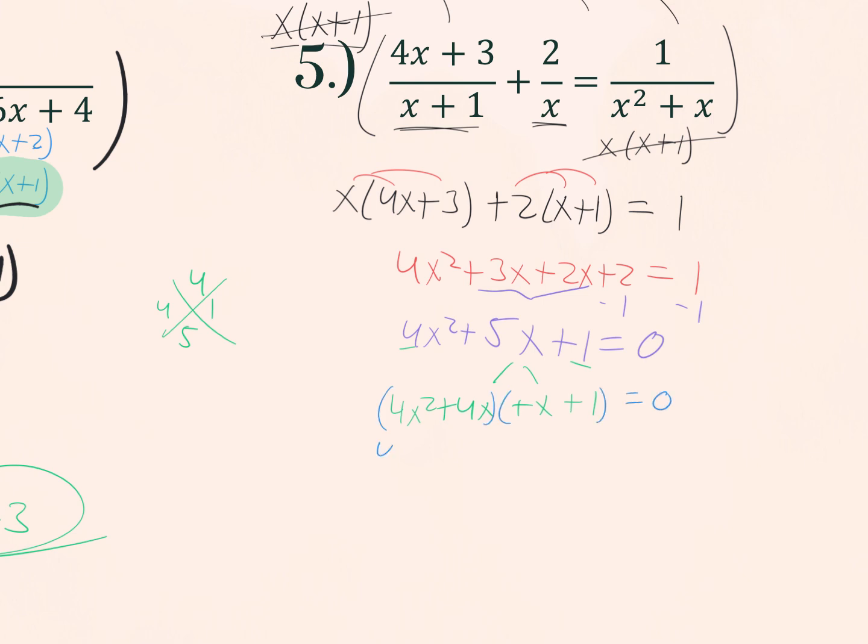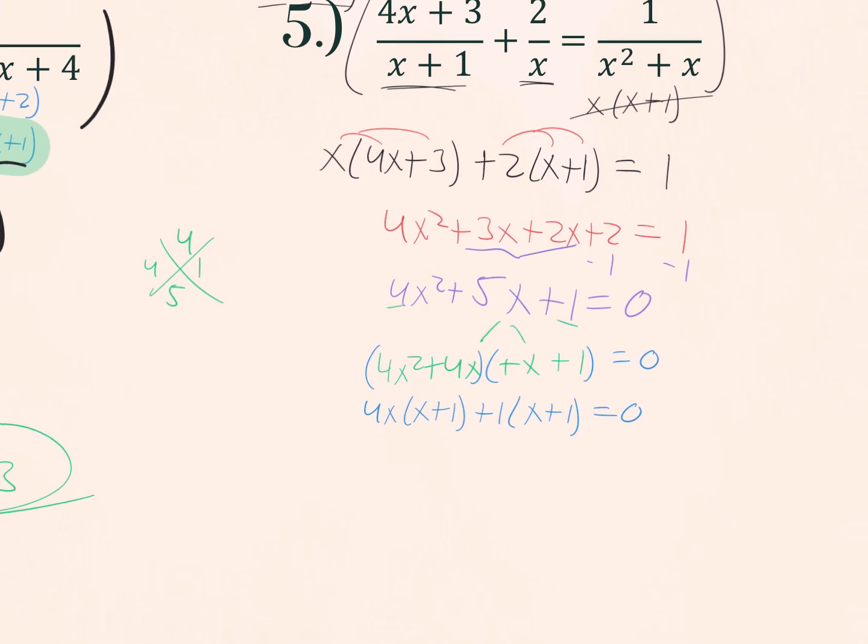All right, and then GCF of the first is going to be a 4x, and then you're left with an x plus 1. GCF of the second is going to be a 1, and you're left with an x plus 1 equals 0. And then we can factor as 4x plus 1 times x plus 1 equals 0. And then we should get x equals negative 1 and x equals negative 1/4.